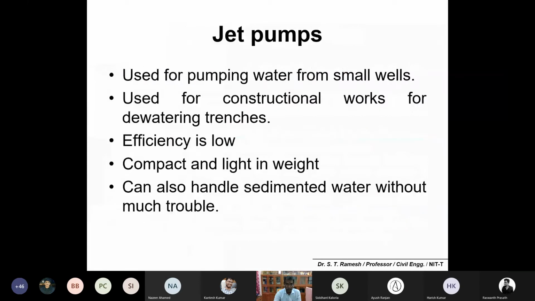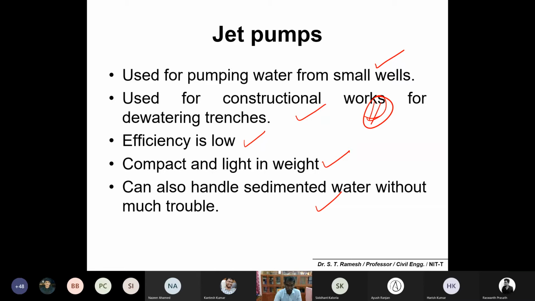The advantages here: you can use this type of pump for a smaller well, and for construction they may use only jet pumps. Even for dewatering they may use jet pumps. It's very easy. The efficiency is low, but the pump is compact and lightweight, and it is also useful for handling sedimented water without much trouble. If you have a jet pump in your house and the water level goes down, or if it pumps muddy water also, you may not have any problems with your pump.